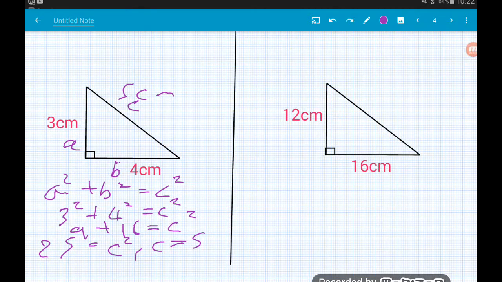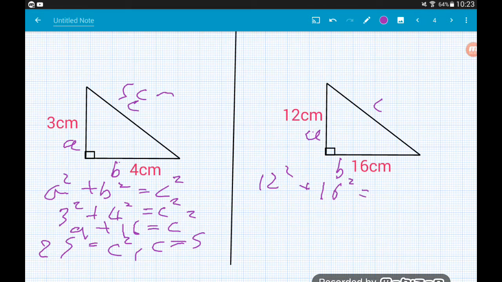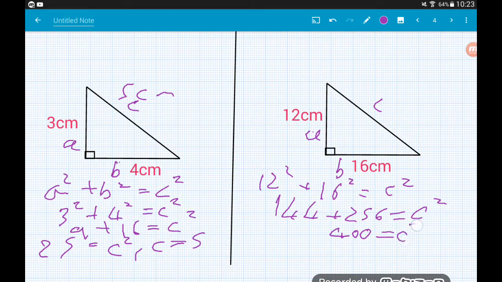Job's a good one. Okay, let's take a peek at the triangle on the right then. For our first job, let's label it A, B, and C. Then if we substitute our values into A squared plus B squared, we're going to get 12 squared plus 16 squared equals C squared. 12 squared is 144, 16 squared is 256. Now 144 add 256 will give us 400, so 400 equals C squared.